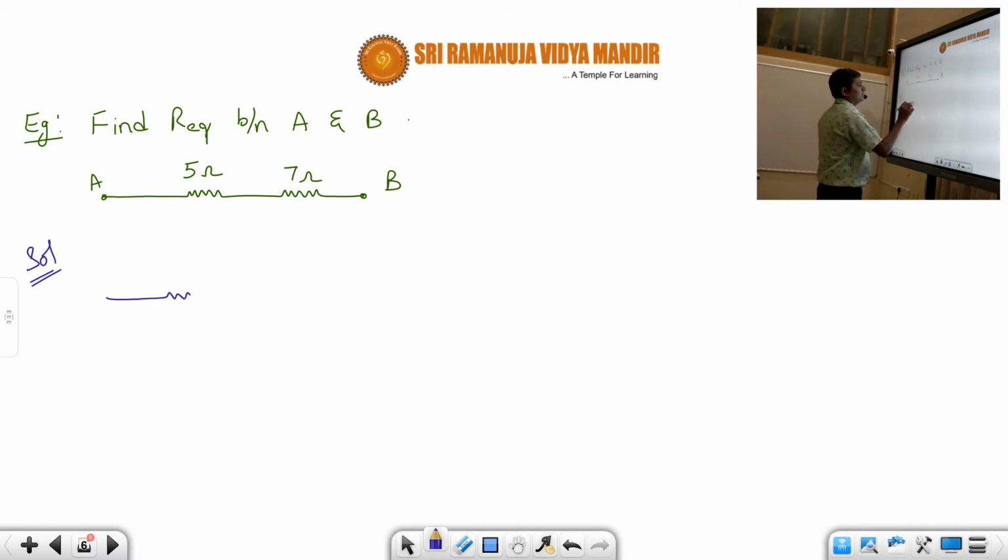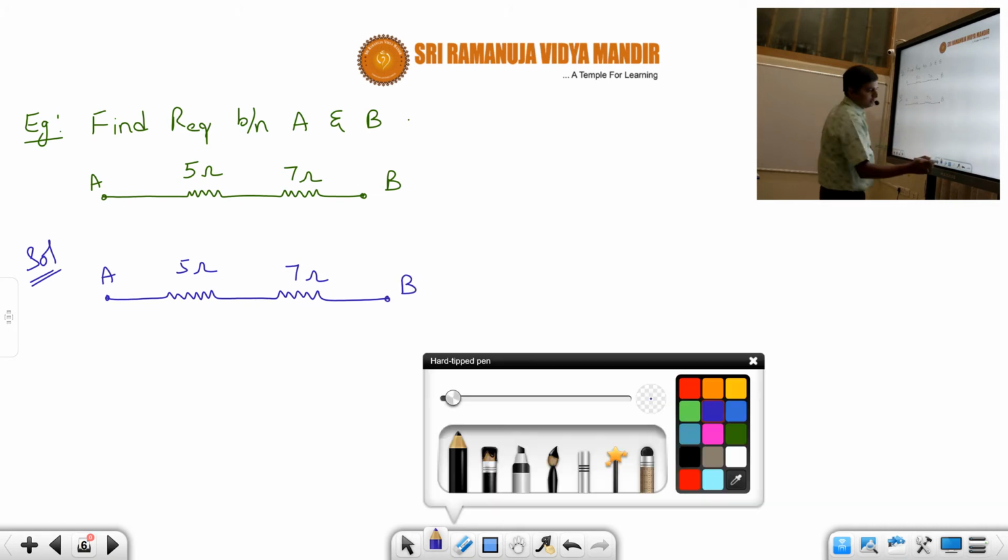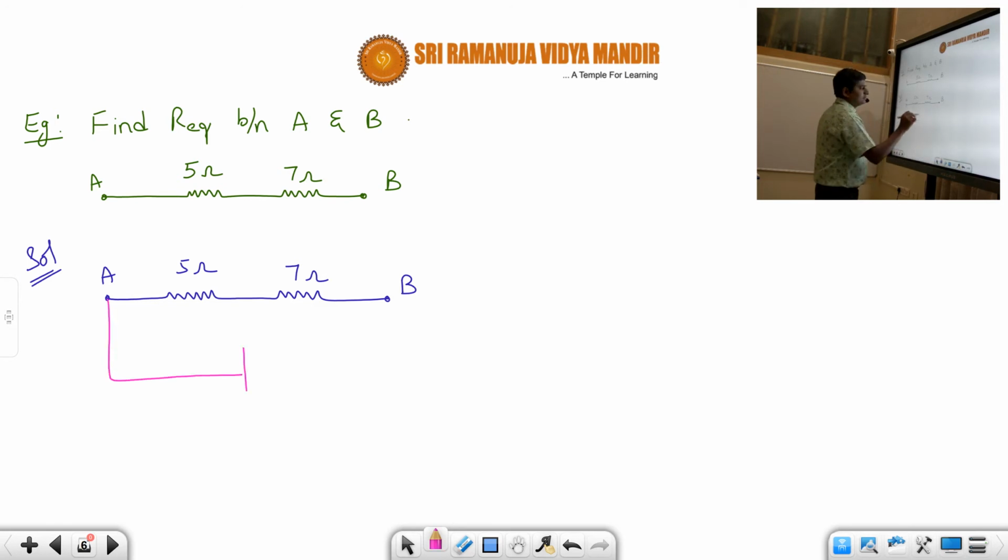That means suppose let us say this is 5 ohms and this is 7 ohms, students. So they are asking us to calculate the equivalent resistance across AB. So across that AB we have to first draw one cell, student. We have to connect it to a cell or battery of voltage V. So now we know current will always start from the positive terminal. So it will go like this, it will go like this, and it will go like this.